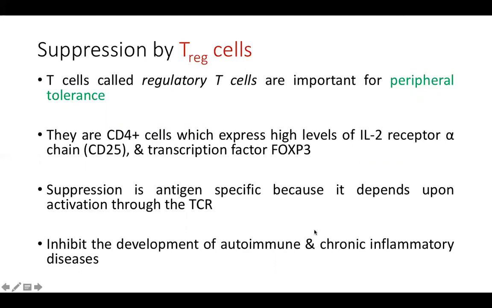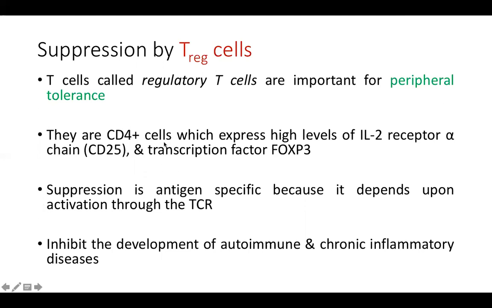So T cells, called regulatory T cells, are important for peripheral tolerance. They are formed in the thymus, but they work in the periphery. So they are called peripheral tolerance. B cells also have regulatory cells, but more important are the T regulatory cells. They are CD4 positive cells. Okay. So in the initial days they were also called T suppressor or TS cells, and they were thought to be CD8 cells, but now we know they are CD4 cells.